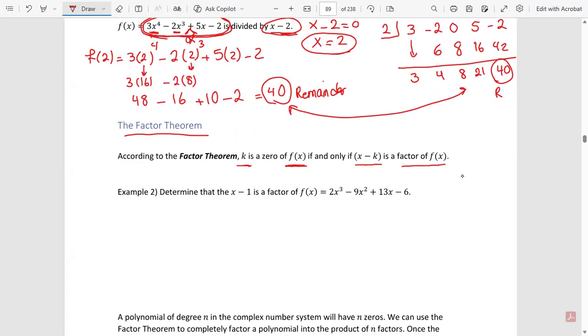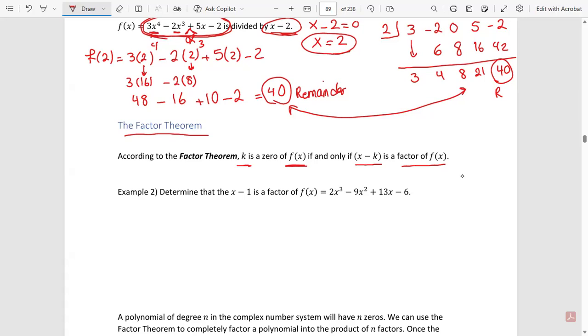And how do we know if it's a factor or if it's a 0? Just by finding a remainder. If you use the remainder theorem and find a remainder, if the remainder is 0, you can claim, so yes, this is a factor, or yes, this is a 0.